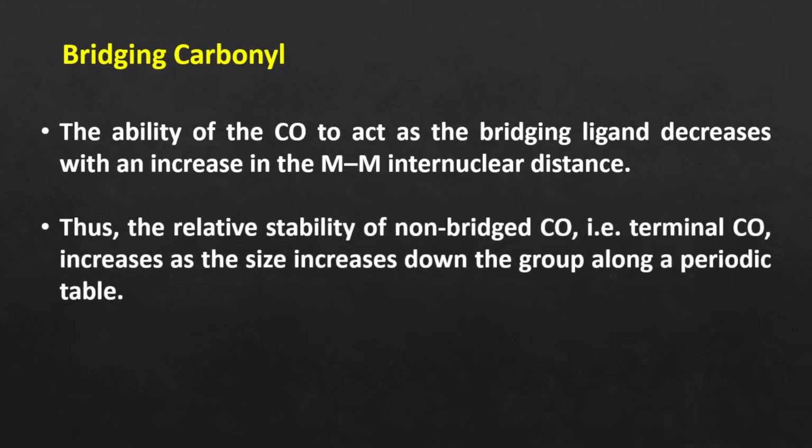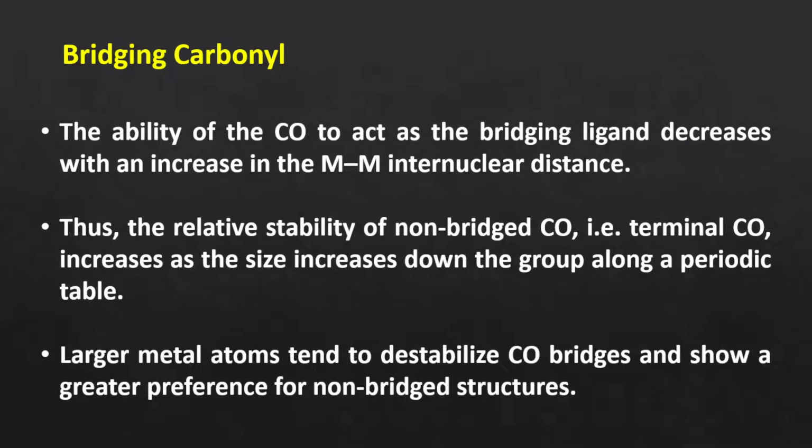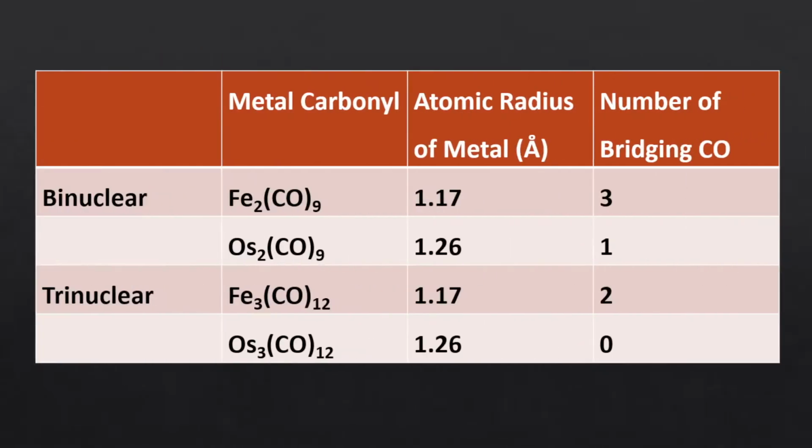Thus, the relative stability of non-bridging carbonyl, that is terminal carbonyl, increases as the size increases down the group along a periodic table. Larger metal atoms tend to destabilize carbonyl bridge and show a greater preference for non-bridging structure. As you can see in the table, the binuclear complexes of iron and osmium show 3 and 1 bridging carbonyl ligands because of difference in their atomic sizes. A similar behavior is also seen in their trinuclear complexes.